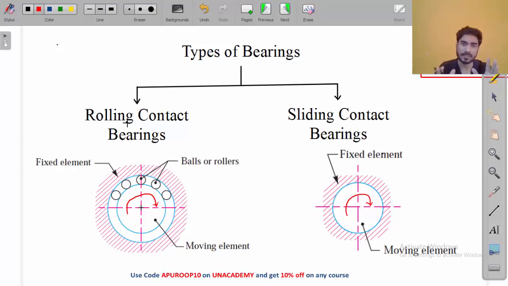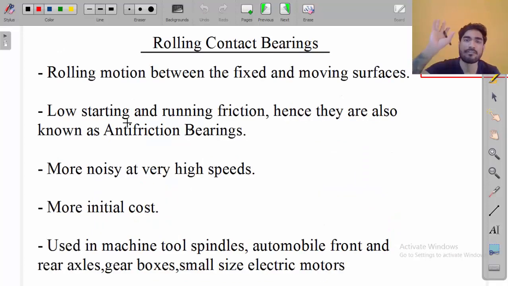That's why we will divide this chapter into two parts. Rolling contact bearings we will study separately, and sliding contact bearings we will study separately. Today we are only going to see rolling contact bearings. In the next lecture we will see sliding contact bearings. Both are important from the exam point of view.